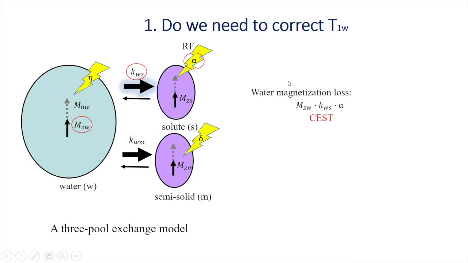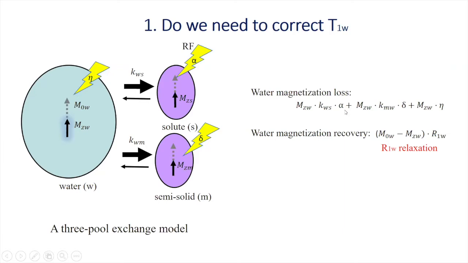Okay, in CEST imaging, the water magnetization loss due to the chemical exchange effect could roughly be the product of MZW, KWS, and delta. The water magnetization loss due to the MT effect could roughly be the product of MZW, KWM, and MZM. And the water magnetization loss due to direct saturation could roughly be the product of MZW and eta. So the total water magnetization loss could roughly be the sum of these three terms.